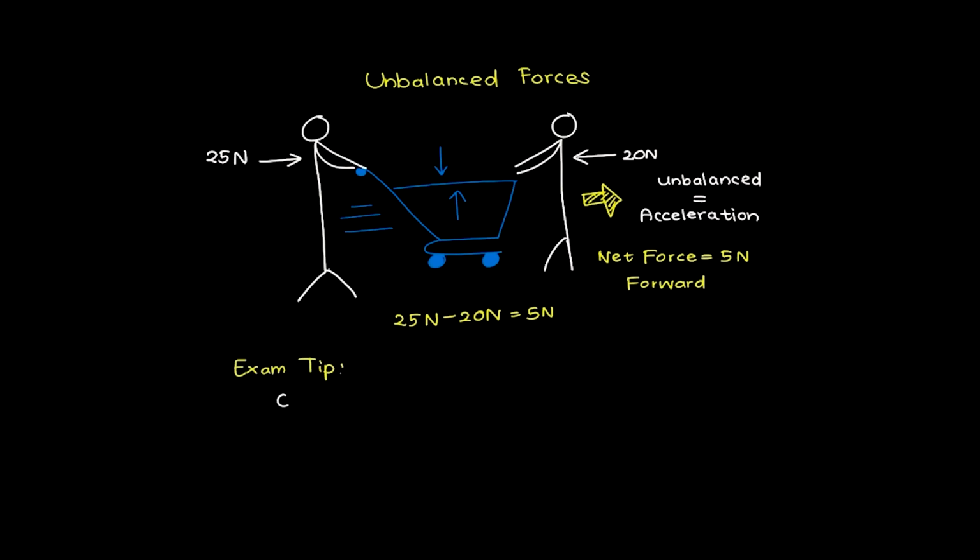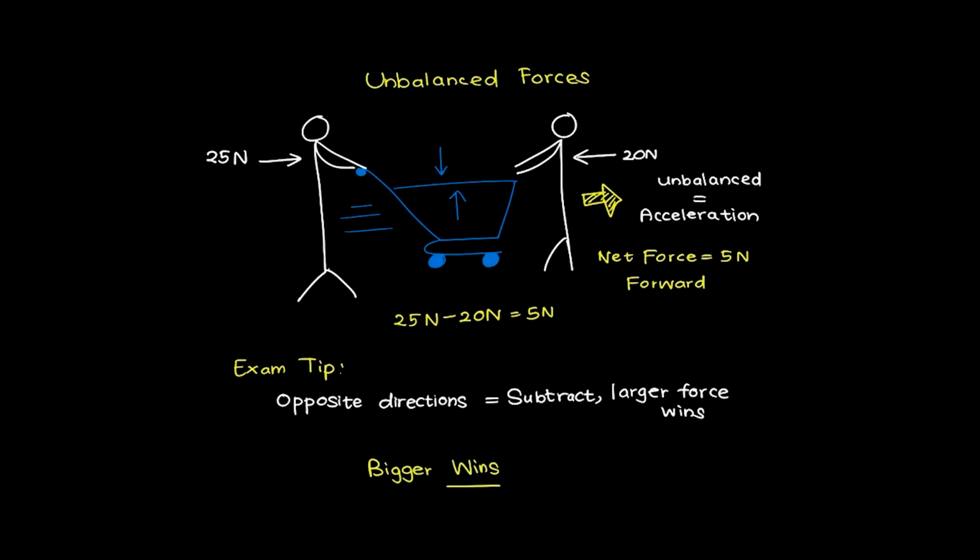Here's a WGU C165 OA exam tip for you. When forces act in opposite directions, subtract them to find net force. The larger force determines the direction of motion. Quick recall hook: bigger wins. When opposing forces differ, the larger one determines direction.